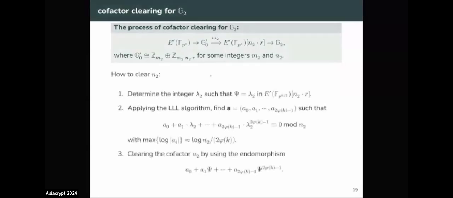And in this subgroup, we can find that the action of psi on this group corresponds to a scalar lambda 2. Then, similar to the case of G1, we can use the LLL algorithm to find a shorter vector (a_i) such that the sum of a_i times lambda 2 to the i is equal to 0 modulo N2. Then we can use this homomorphism to clear the cofactor N2.